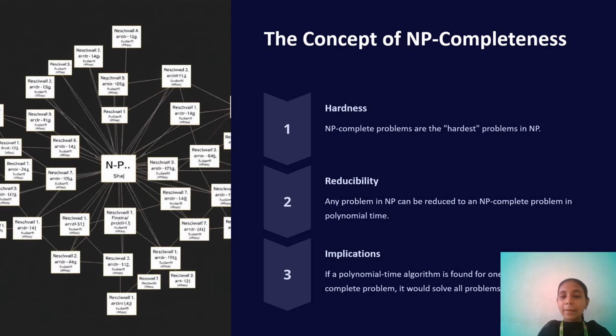Next, concepts of NP-completeness. First one, hardness. Second one, reducibility. Third one, implication. Hardness: NP-complete problems are the hardest problems in NP. Reducibility: any problem in NP can be reduced to an NP-complete problem in polynomial time. Implication: if a polynomial time algorithm is found for one NP-complete problem, it will solve all problems in NP.